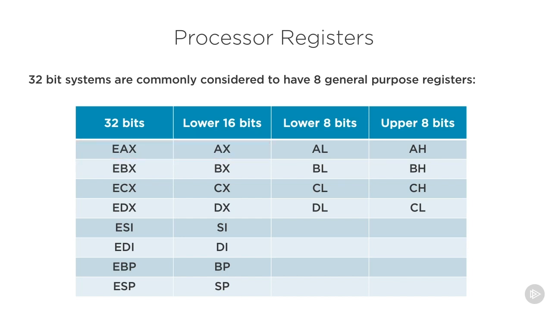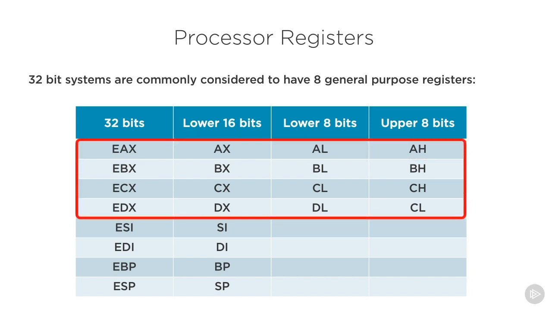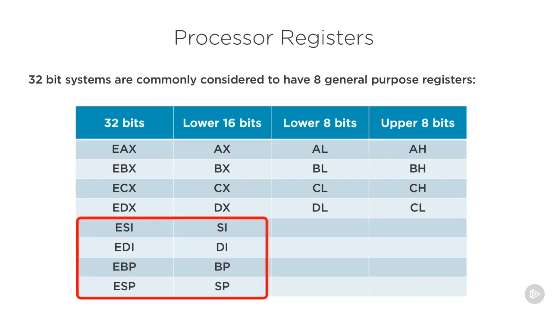This one further can be broken down, and we can reference the lower 8 bits using AL, as well as the upper 8 bits using AH. You can see in this table that this is possible for EAX, EBX, ECX, and EDX. For the remaining 4 registers, you can only reference the lower 16 bits using SI, DI, BP, and SP.